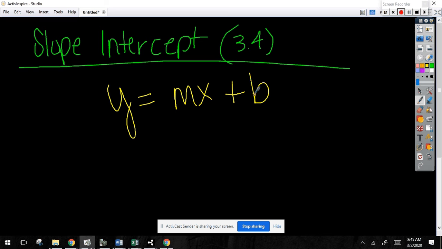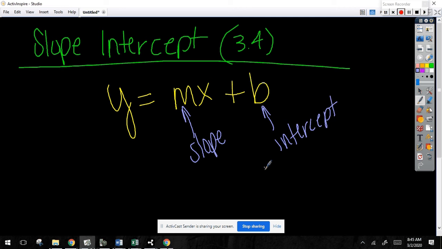The reason this is handy is because it gives us exactly what it says. It gives us a slope, so there would be a number there for m. And it gives us an intercept. What intercept do you think it gives us? It gives you the y-intercept.